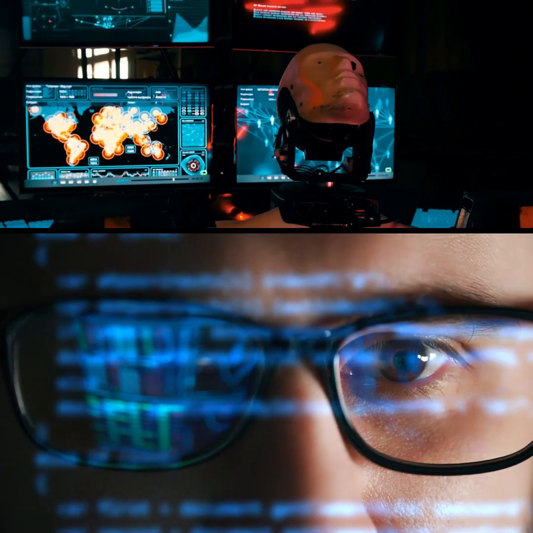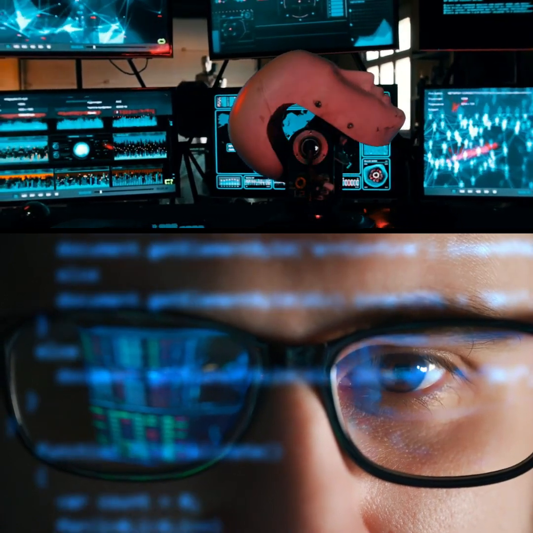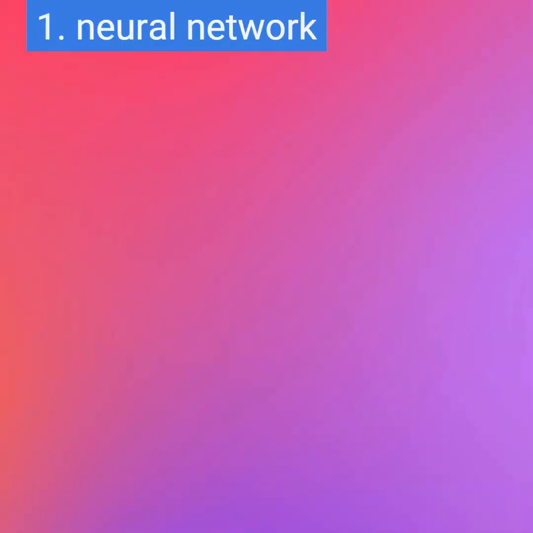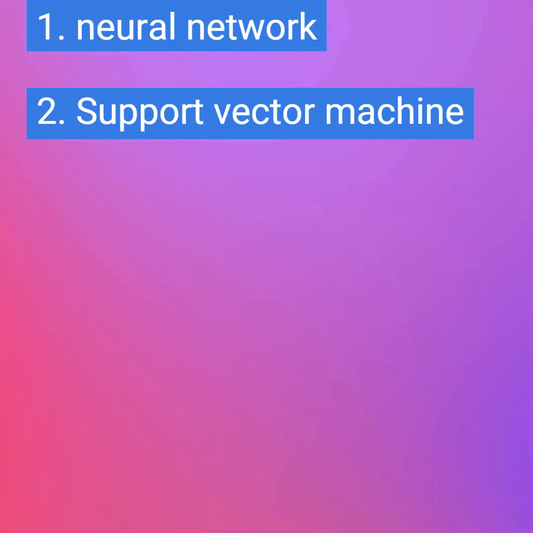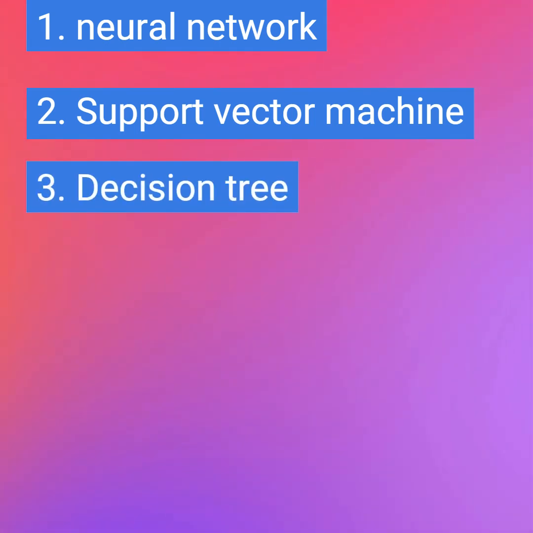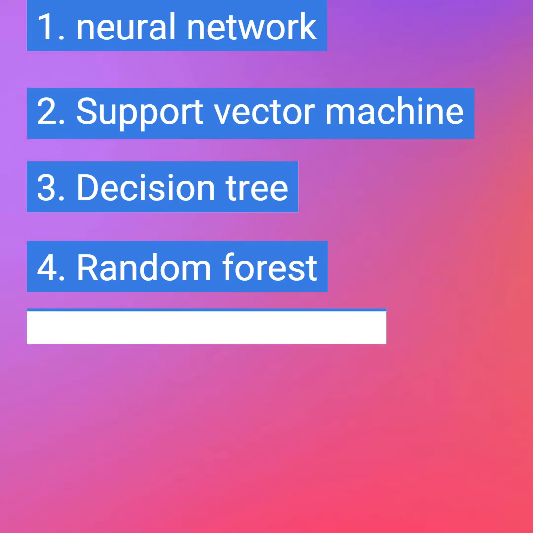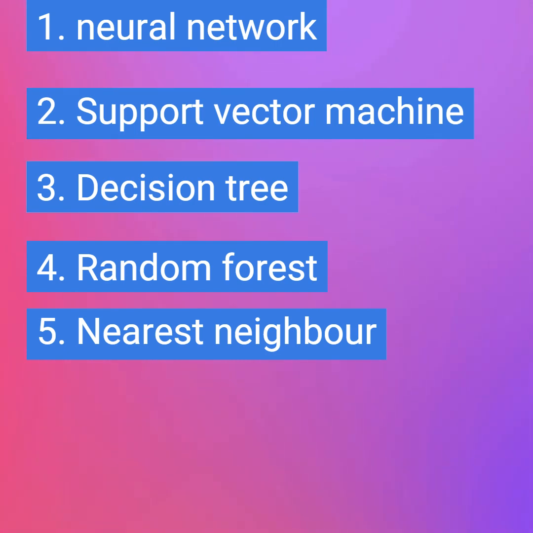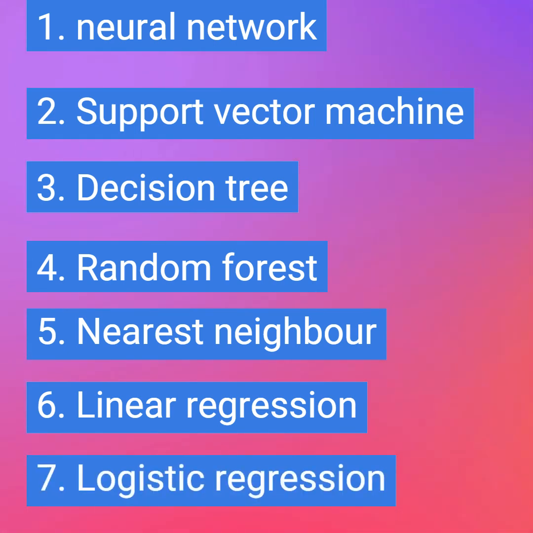If you're a machine learning or data science engineer, these are the 7 most important machine learning models or algorithms you should know. Number 1. Neural network. Number 2. Support vector machine. Number 3. Decision tree. Number 4. Random forest. Number 5. Nearest neighbor. Number 6. Linear regression. Number 7. Logistic regression. Let's see one by one.